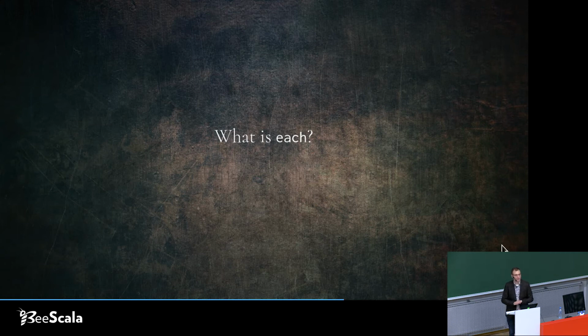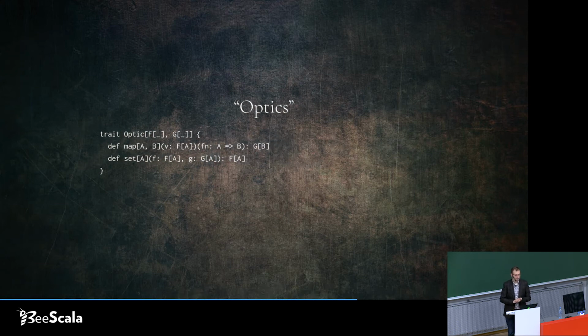So I talked about this thing called each. I didn't really explain what it was. I'm going to call it an optic, because I don't really know what it is. And this is the definition of an optic. It has a map method and a set method. And I'm not even convinced this is the right implementation. This happens to work. It works for all the examples I've tried so far. But the signatures are a little bit complicated. We have two type constructors provided here.